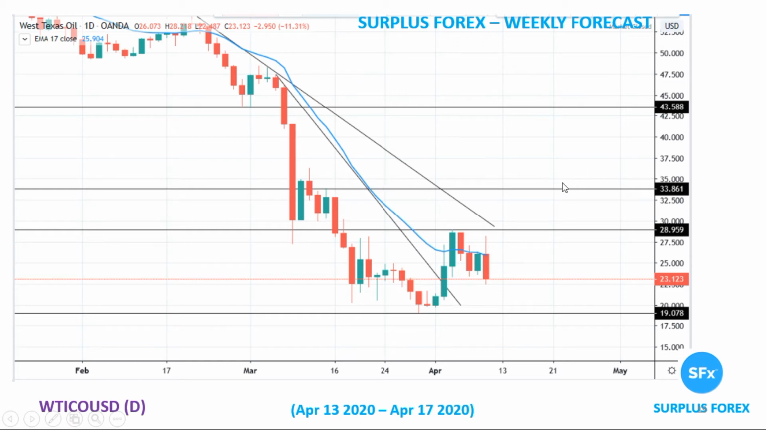For crude oil on a daily time frame, it's currently sitting at 23.12. It's been a mixed week where it rose close to 29 and then fell back again to 23.12. I expect it to rise back again, as there's been news that the Saudis reached a deal with Russia, and they've agreed to cut production starting in the forthcoming week. So I hope the crude oil price will rise from here.